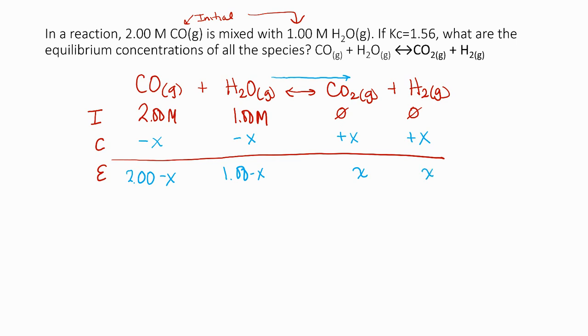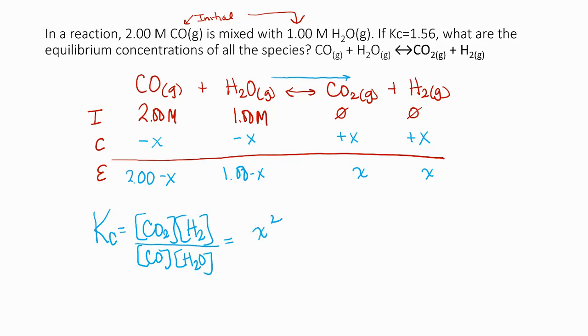So let's see what we do have. We know the Kc is 1.56, and now we want to solve for the equilibrium amount. So I need this x. So let's set up our Kc expression and see if that helps us. So we're going to say Kc equals, so x times x, so that's x squared there at the top.